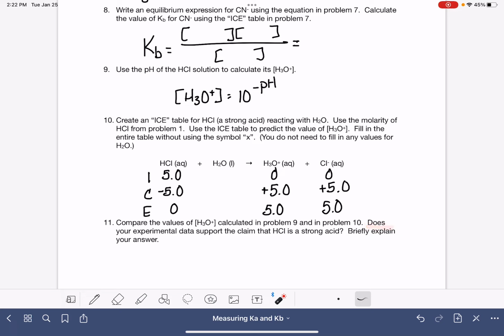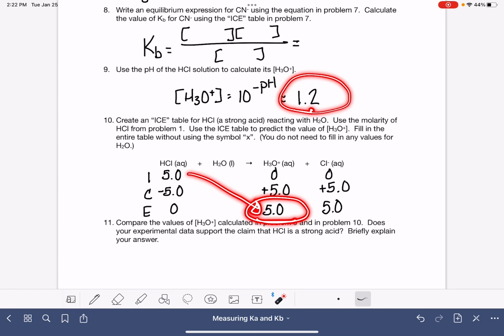And answer this question. After you compare them, are they the same? Are they really similar? Are they significantly different? Does your data, so this is your data, the pH value is your data, support the claim that HCl is a strong acid? If HCl is a strong acid, you should have 100% of it being converted into H3O plus. So let's just say when I did this, my H3O plus calculation that I got was like 1.2.